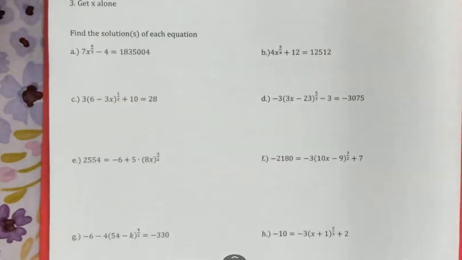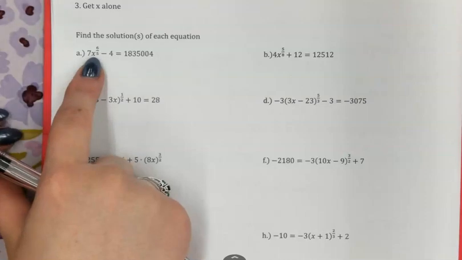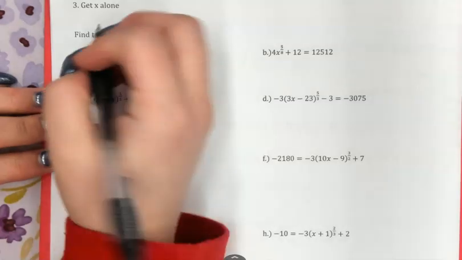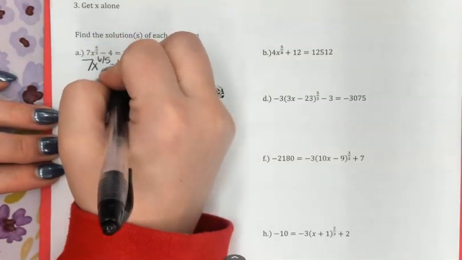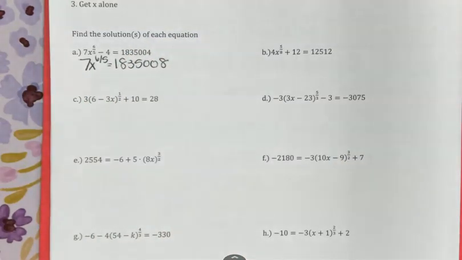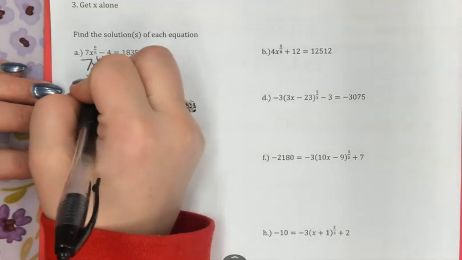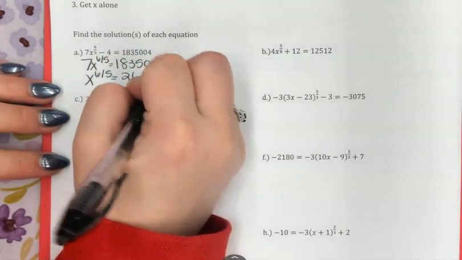All right, so let's jump into example A here. The base is x to the 6/5. That's what I want to get by itself. So using order of operations, the first thing I need to do is add 4. So 7x to the 6/5 is going to be this big old number with an 8 on the end instead. Then the next thing I need to do to get x to the 6/5 by itself is divide both sides by 7. So x to the 6/5 is going to be 26,144.